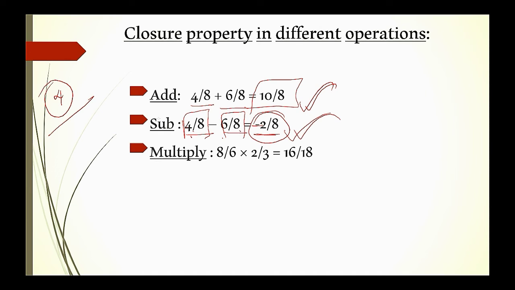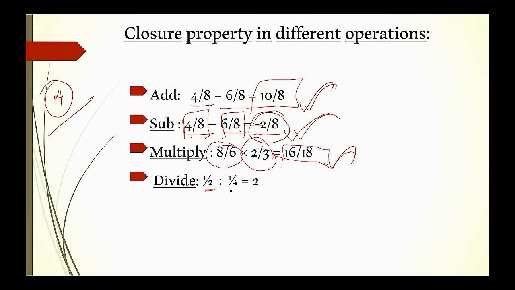Multiplication. When I multiply a rational number, 8 by 6, with 2 by 3, another rational number, I am getting 16 by 18. This is also a rational number. So multiplication is closed under closure property. Next, division. I am dividing 1 by 2 with 1 by 4. I am getting the answer as 2. See, when I am dividing a rational number with another rational number, I am getting a rational number.